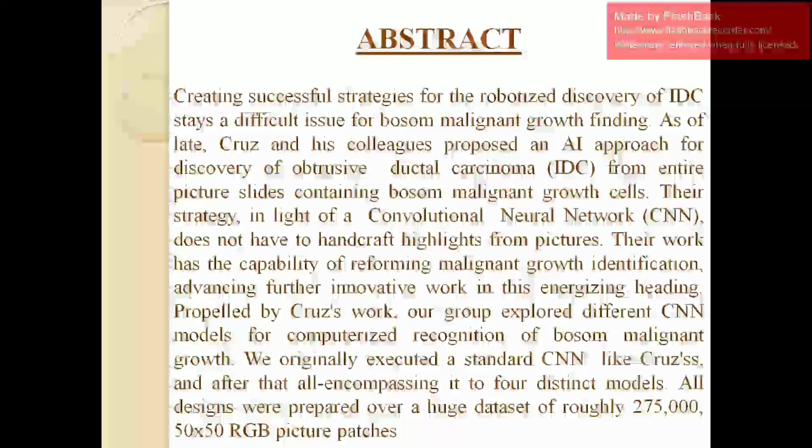We are using the data set in this. The data set consists of 162 whole mount slide images of breast cancer specimens scanned at 40x. From that, 2,75,550 50 by 50 RGB image patches were extracted, out of which approximately 1,98,000 are IDC negative images, that is benign, and 78,786 are IDC positive.